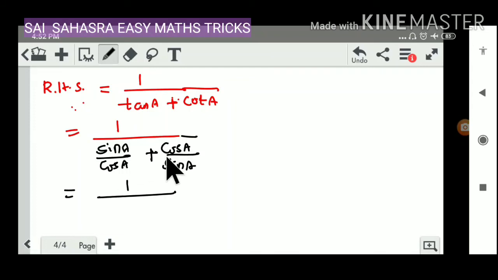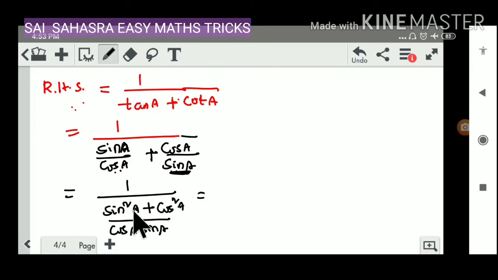Now in this denominator we have two fractions. In between the fractions we have plus symbol, so we have to take the LCM of denominators. Cos a into sin a is the LCM of these two denominators. In this cos a into sin a, cos a is there, what is not there? Sin a. With this sin a you have to multiply sin a, sin a into sin a, sin square a. For this plus we have to write this plus. Here the denominator is sin a, LCM is cos a into sin a. In that, sin a is there, what is not there? Cos a. With this cos a we have to multiply cos a, that is cos square a.